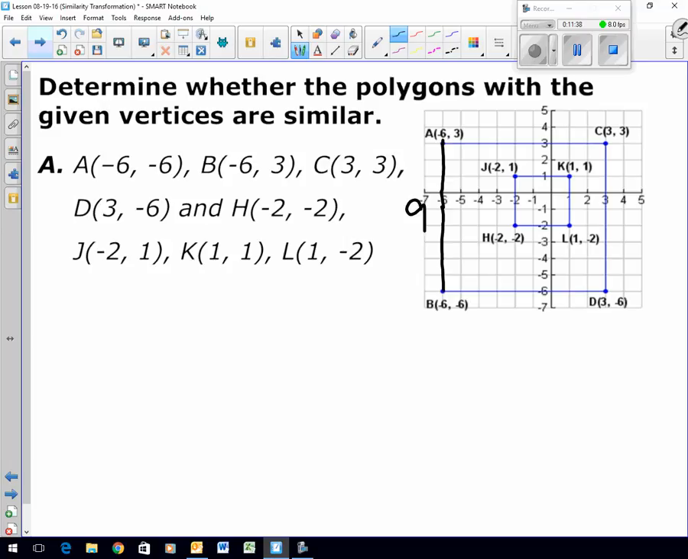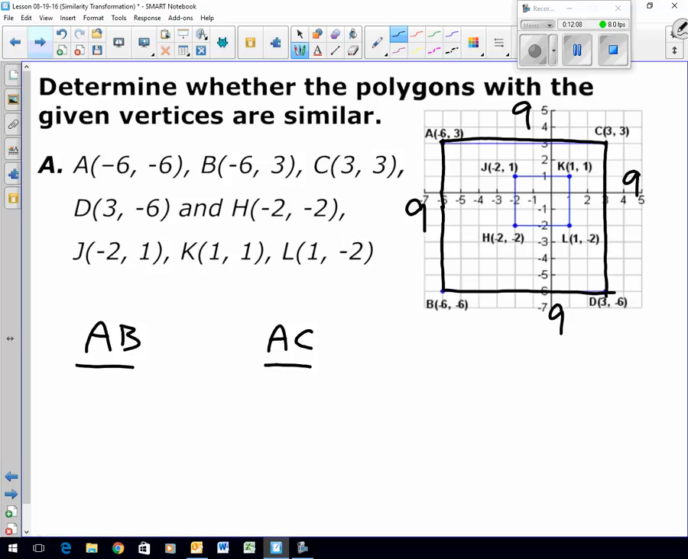It's not 10 or 11. Try again. What do you got? 9. Good deal. Josh, can you now conclude that C to D would be 9 and B to D would be 9, correct? Good deal. Watch what I did here: AB, AC, CD, and D to B, all of which are 9.